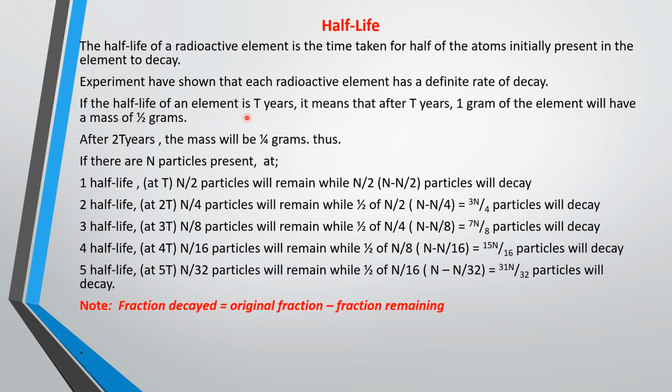Now for the second t years, for the second half-life, or 2 half-lives, you multiply the number of years by 2, because this time it is the second half-life, so it's going to be t times 2. So that is 2 half-lives. At 2 half-lives, the amount of this element that will remain will be equal to 1 over 4.